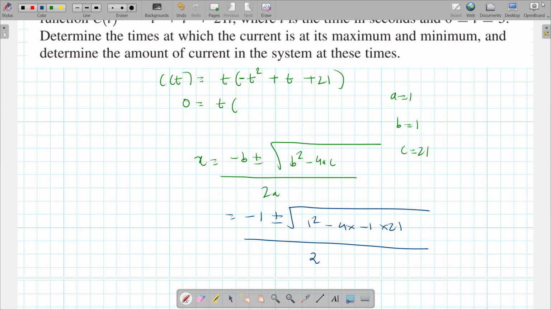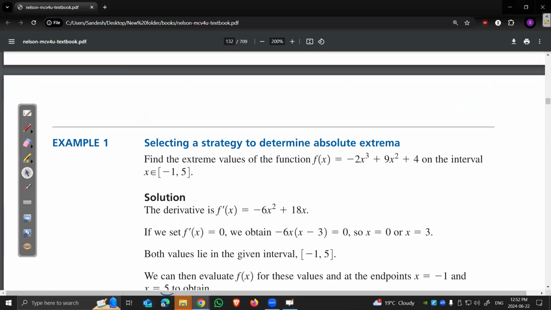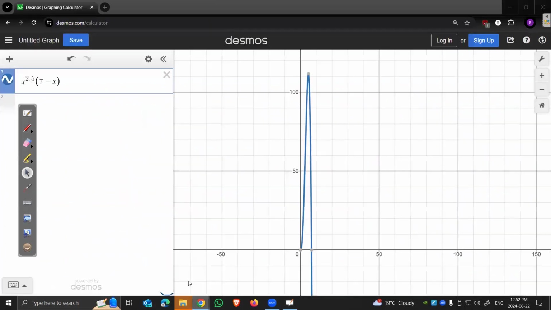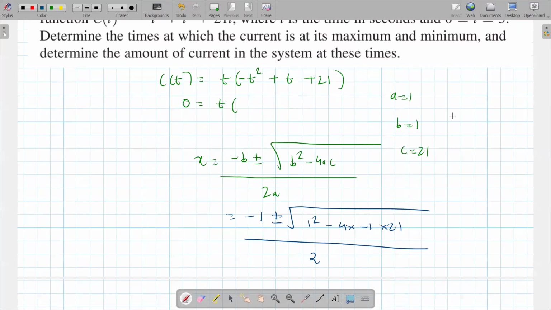Plug that in. I'm going to do a little bit of cheating here to save time. Where is my graph? So let me just plug the graph in there. I'm going to plug this in there to see what the calculations are. So negative x squared plus x plus 21. So the two x-intercepts are negative 4.11 and 5.11. So that's what it would have given us.